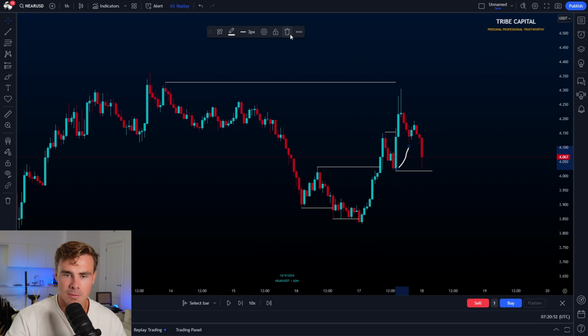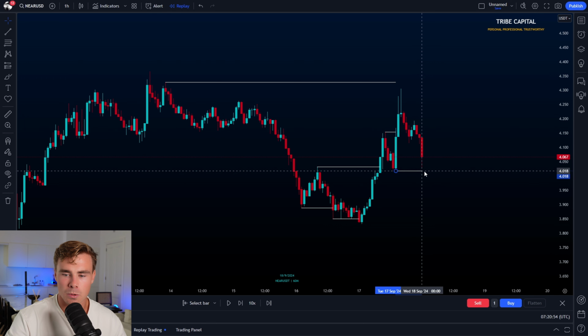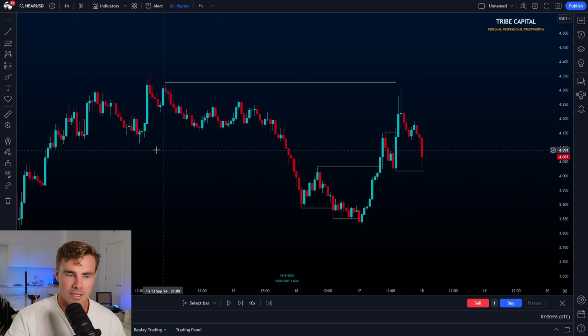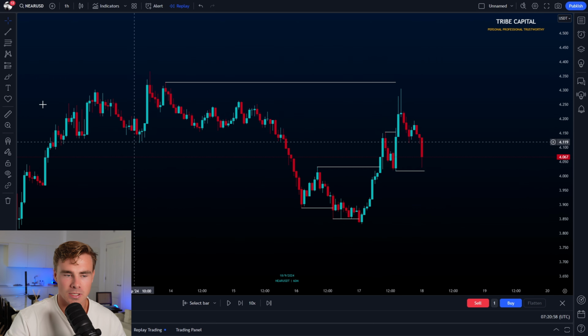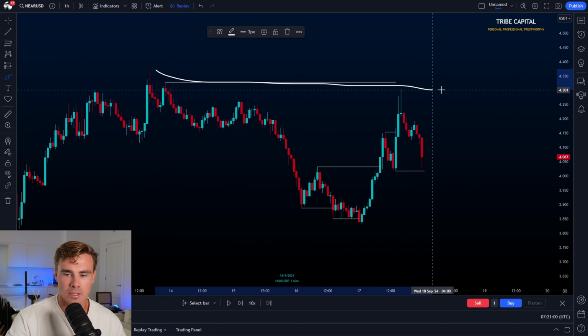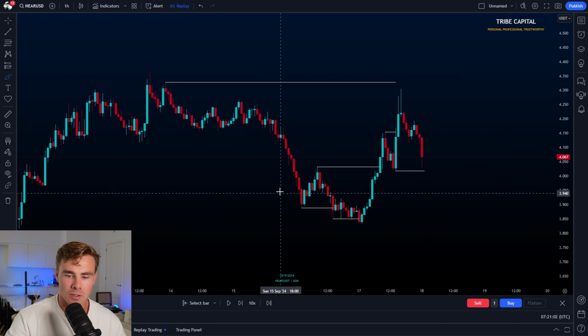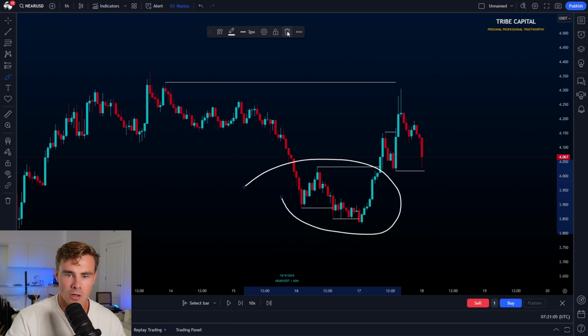But because of this fake break of structure, I knew that if we were going to take out the low over here, that would be the area where I would be interested in longs, since we have a lot of liquidity that was being engineered over here. We had some beautiful structure over here.